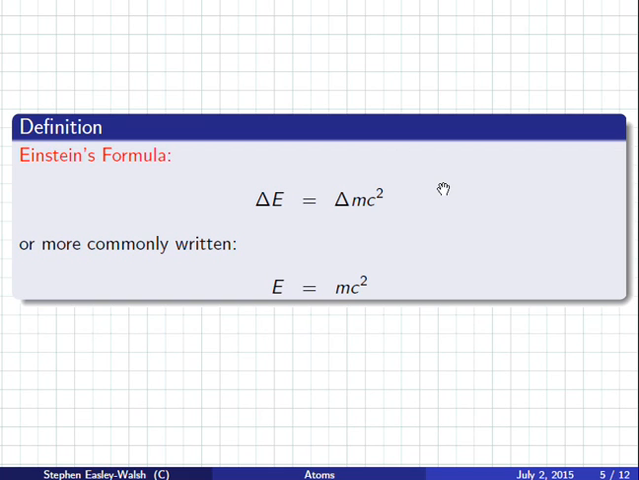I have a question. Yes? Why is it not 1/2 mc squared, so it looks like kinetic energy? It's a good question. The proof of this formula is a little bit too difficult for the class. I would like to do the proof with you, but I can't. But it's not like kinetic energy, it's different to kinetic energy.